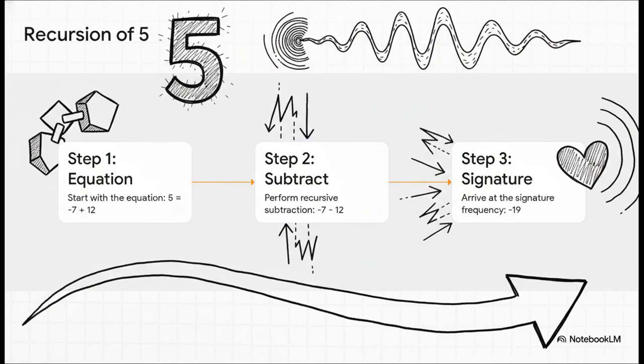For the number 5, you start with an equation that connects it to its counterpart, 7. Then you do this recursive subtraction, and bam, you land on its fundamental frequency, its heartbeat. That's how you get to -19.